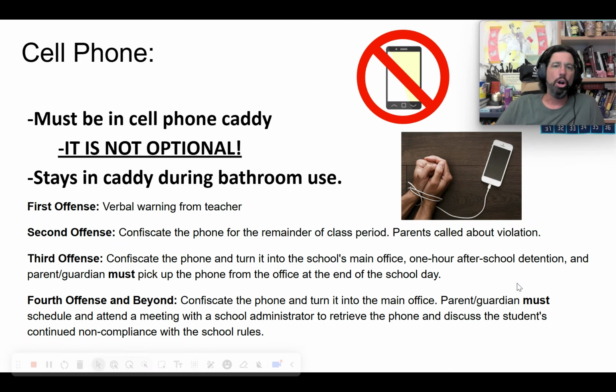Cell phones in the class are not allowed. There's going to be a cell phone caddy on the side there with your name connected to a number. You're going to be at that number for the rest of the year. When you come in, put it in there.